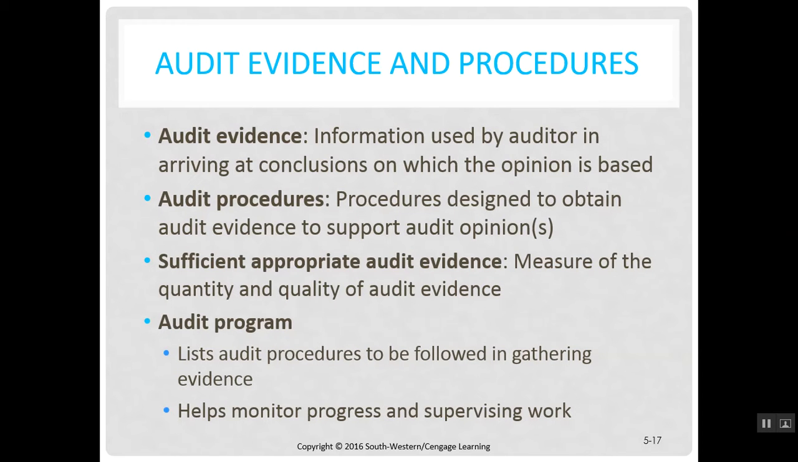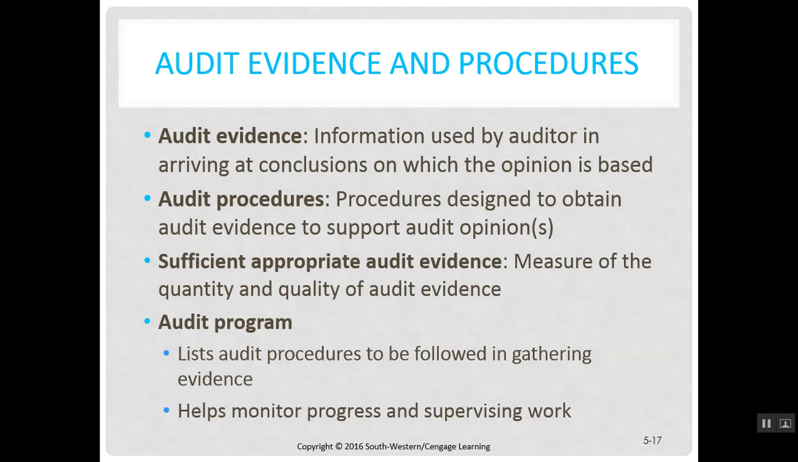So what is audit evidence and what are audit procedures? This is the core of the audit. Evidence is information used by the auditor in arriving at conclusions on which the opinion is based. These are various work papers. Audit procedures refer to the procedures designed to obtain the audit evidence to support our audit opinions. So this is how we're obtaining our documentation.